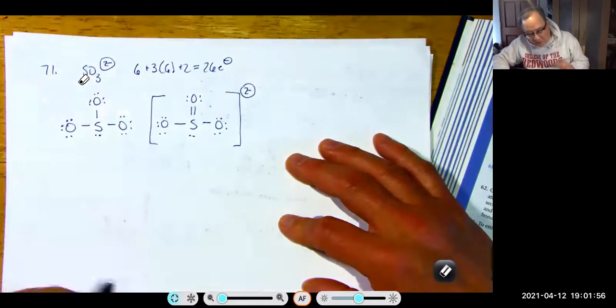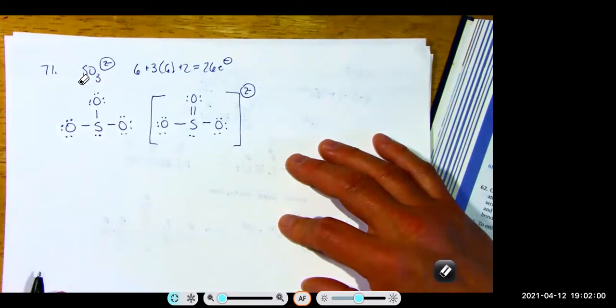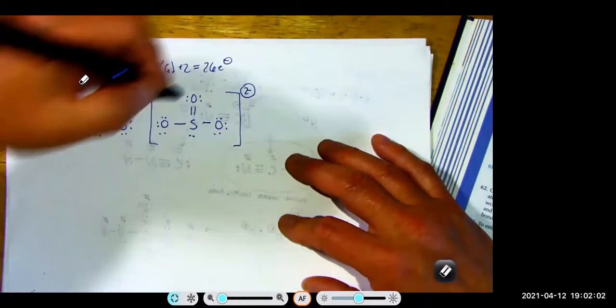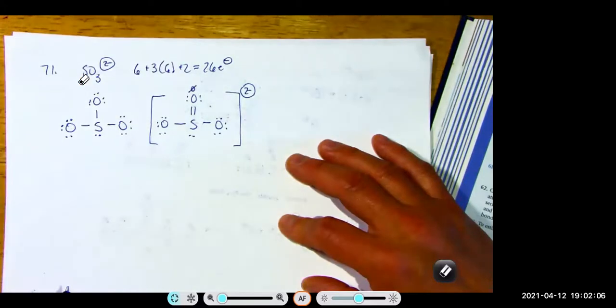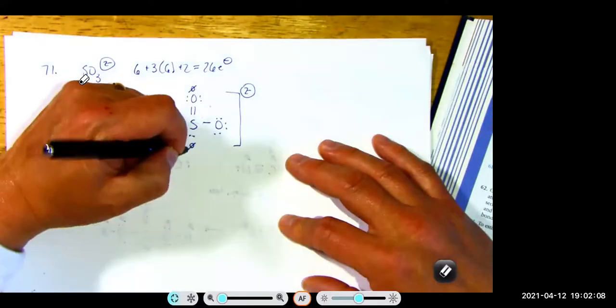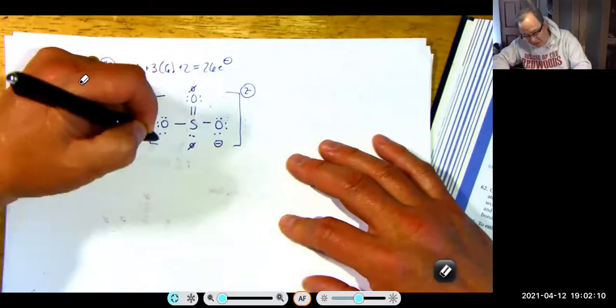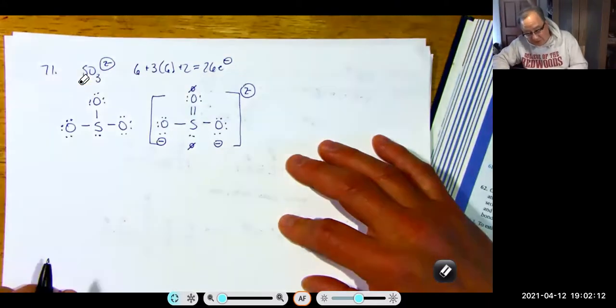So we'll make a double bond with one of the oxygens, just one to begin with. Formal charge on oxygen with a double bond is 0. Sulfur, 0. This oxygen -1. This oxygen -1. So this is pretty good. We've got 2 zeros, right?